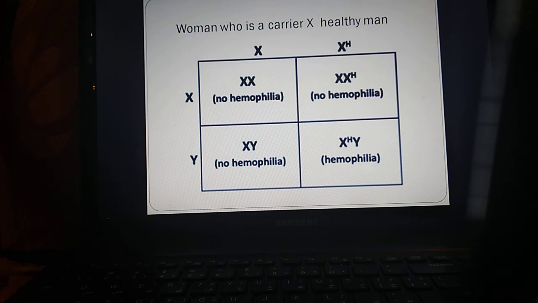He's XHY. Remember, if a boy has one recessive allele for hemophilia or colorblindness, he will have the disease. Because one recessive allele in this case is enough.